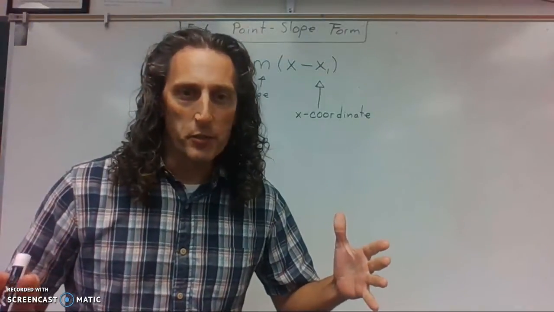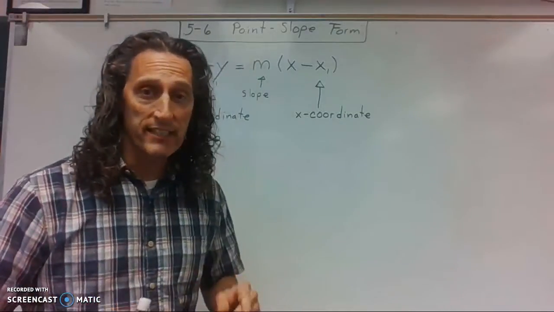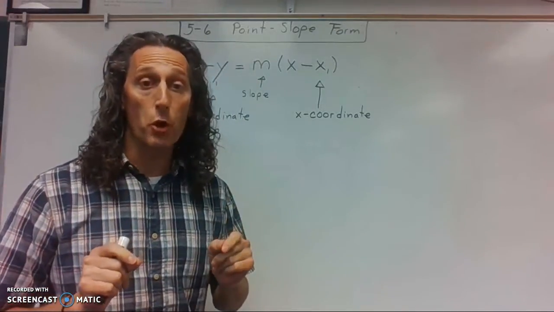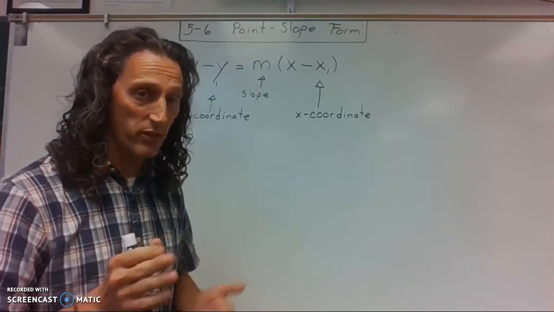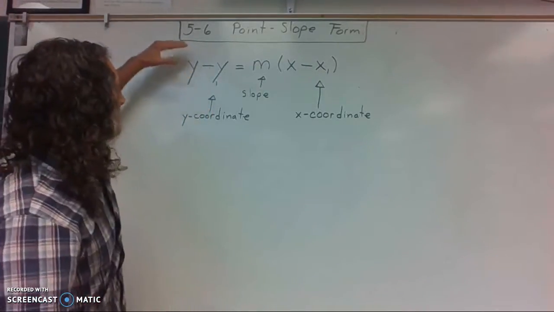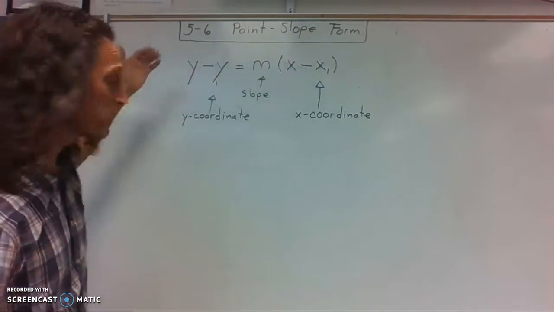Hello, my excellent students. Today we're going to go over 5-6, and it's called the point slope form. So we have a new formula we're going to be using. That's written right behind me. So again, it's 5-6, the point slope form, and here is the form.